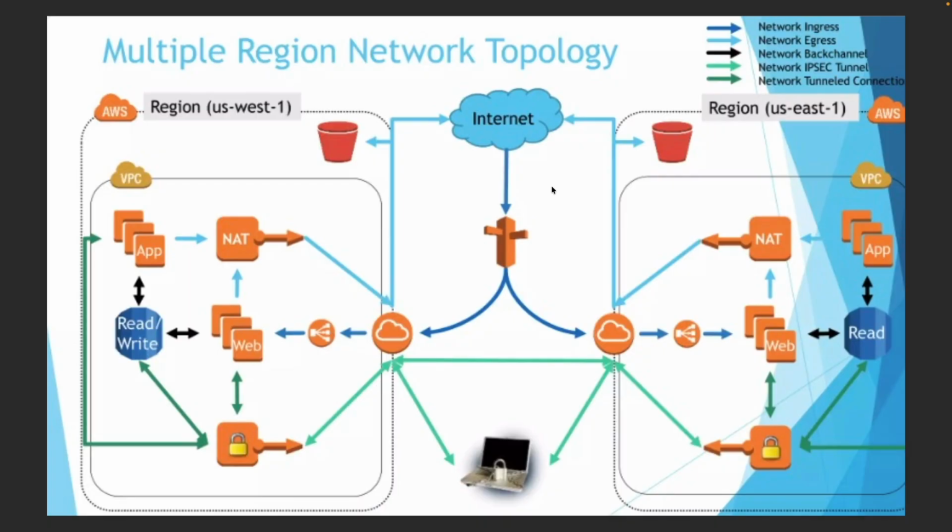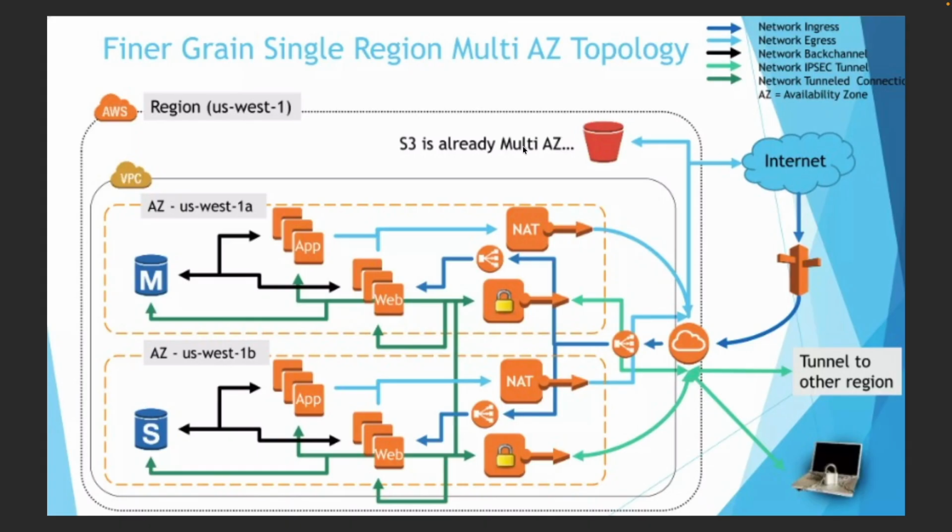Next, we're going to take a look at multi-region topology. This takes things a step further. It shows a multi-region deployment spanning across US West 1 and US East 1. Each region has its own complete VPC infrastructure with app, NAT, and web components. The regions connect through a central internet cloud and use encrypted IPsec tunnels for secure communication. Notice the database setup. US West 1 handles read and write operations, while US East 1 handles read-only operations. This provides disaster recovery capabilities and lets users access data from the closest region for better performance.